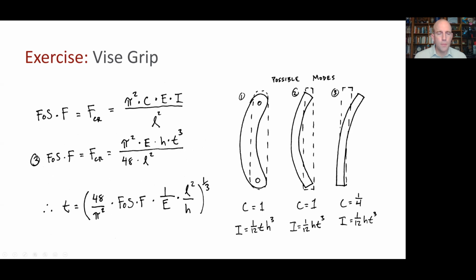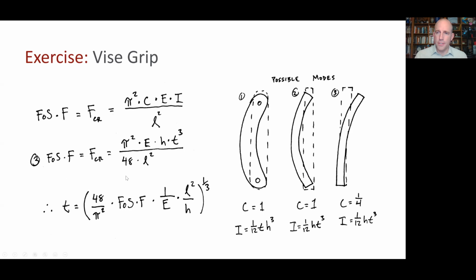So if we substitute these terms into our buckling critical force equation, we want the critical force to equal our factor of safety times the expected force. And the critical force will be equal to pi squared times c times E times I divided by L squared. So if we substitute in for case 3, we get the factor of safety times the force is the critical force, and that's equal to pi squared E h t cubed over 48 L squared.